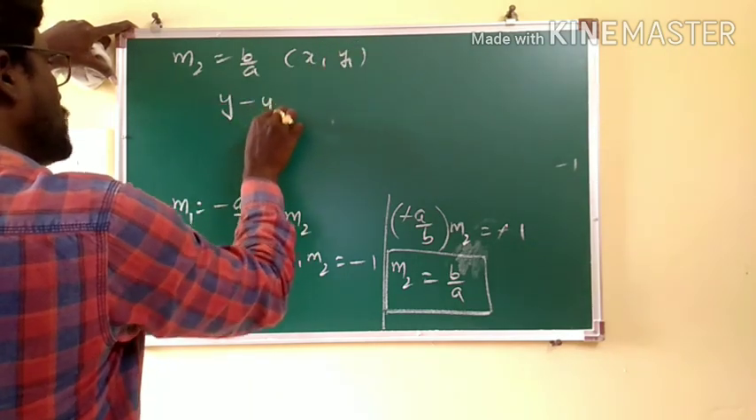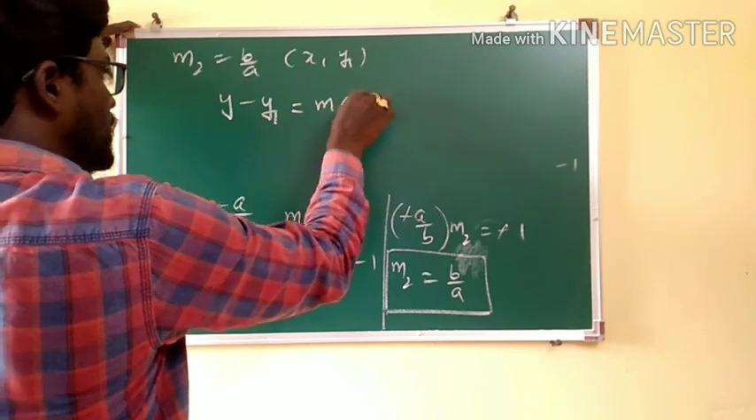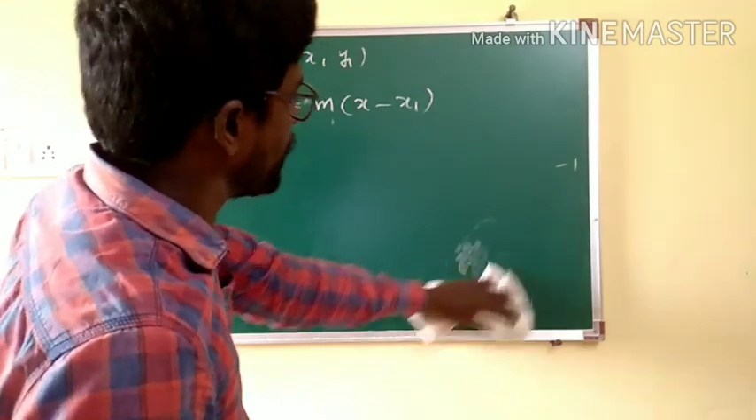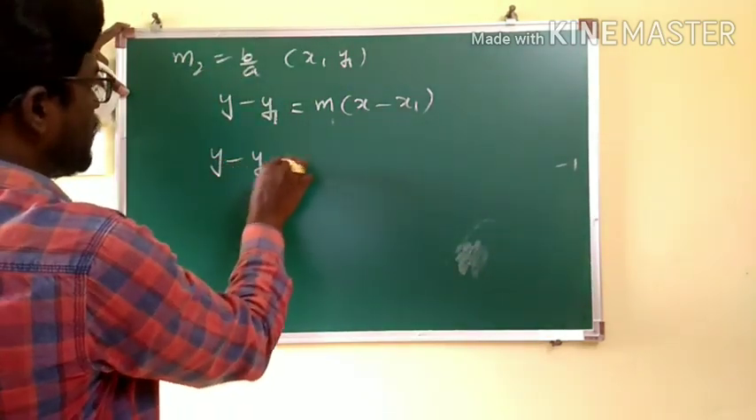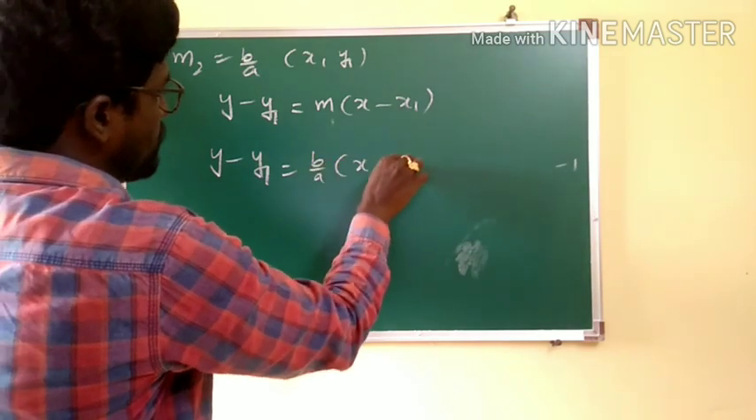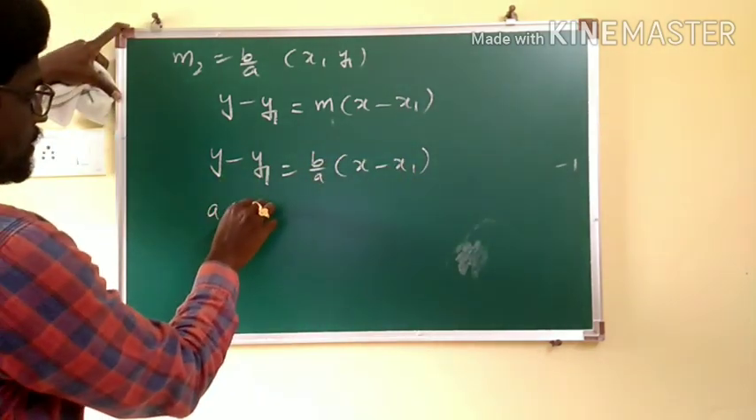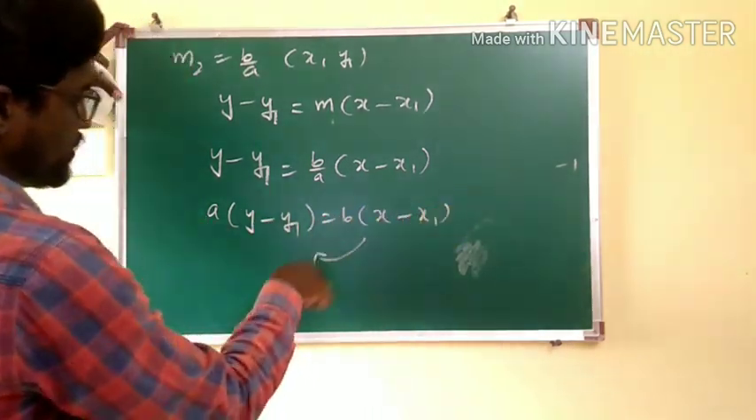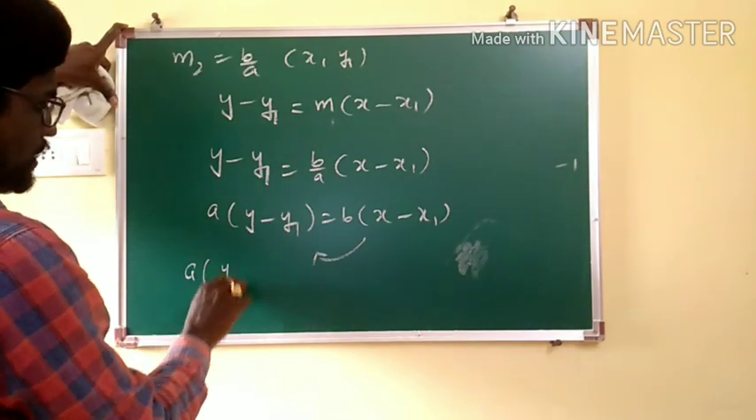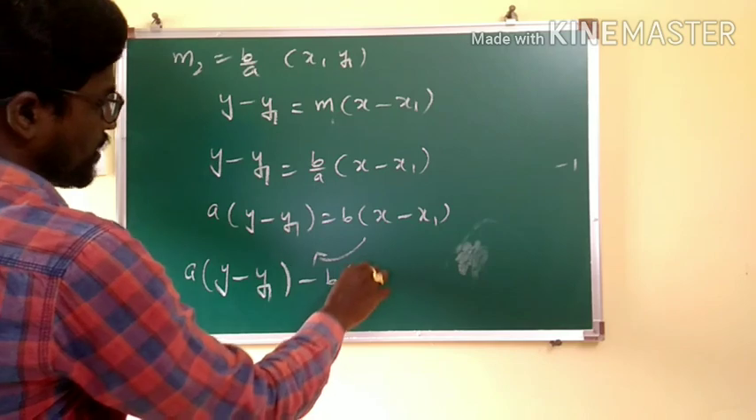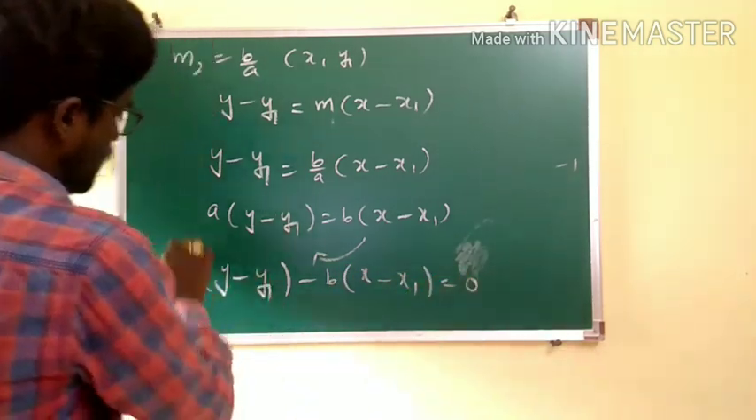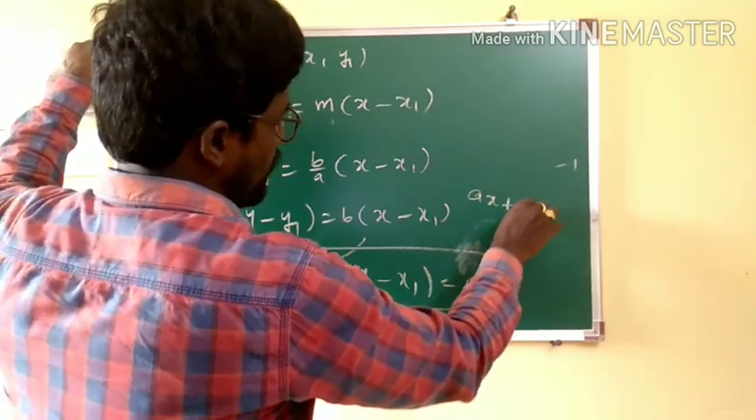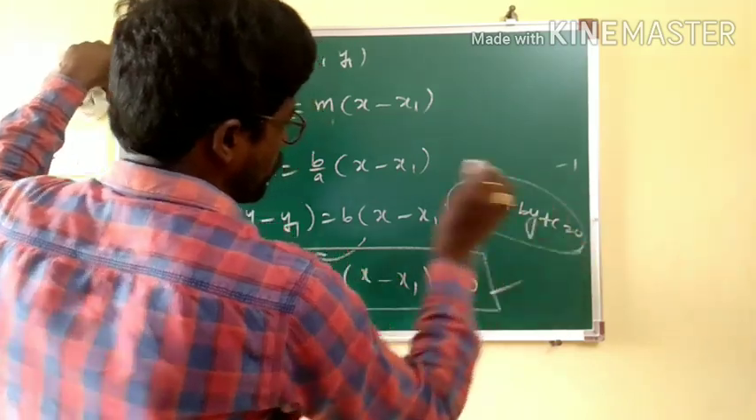Therefore, again we can use the concept of y minus y1 is equal to m into x minus x1, the point and slope form. So what is the point and slope form? y minus y1 is equal to b by a into x minus x1. Cross multiplication will give us a into y minus y1 is equal to b into x minus x1. Transposing to the left side, we get a into y minus y1 minus b into x minus x1 is equal to 0, which is the required line perpendicular to the given line, that is ax plus by plus c is equal to 0.